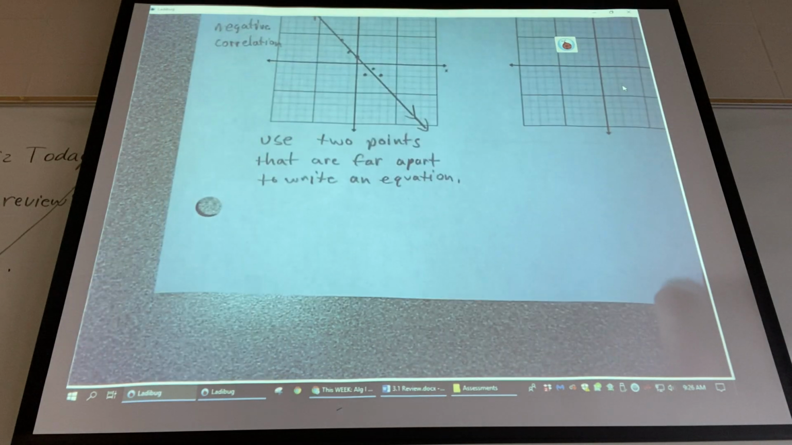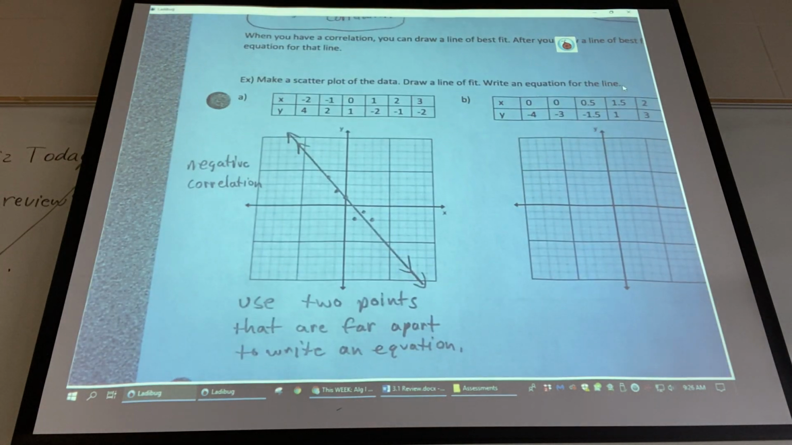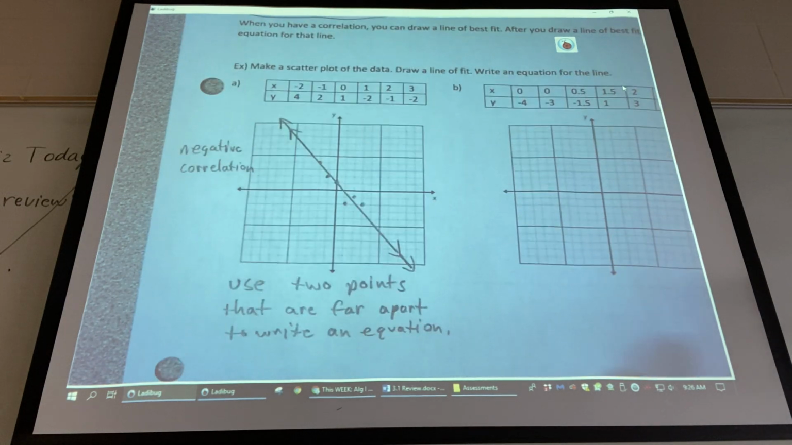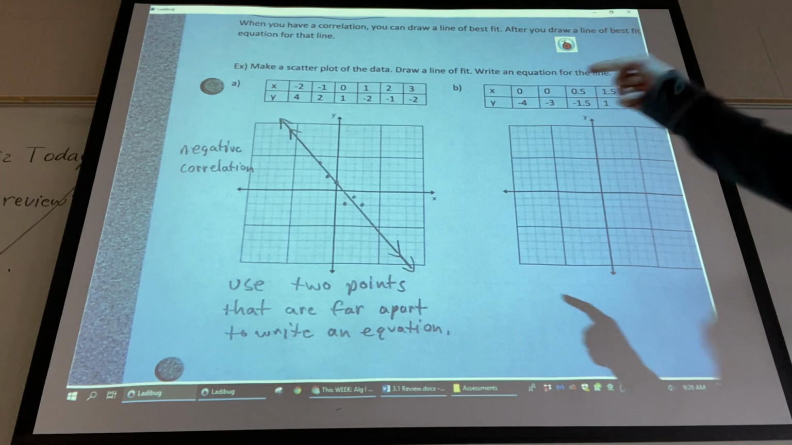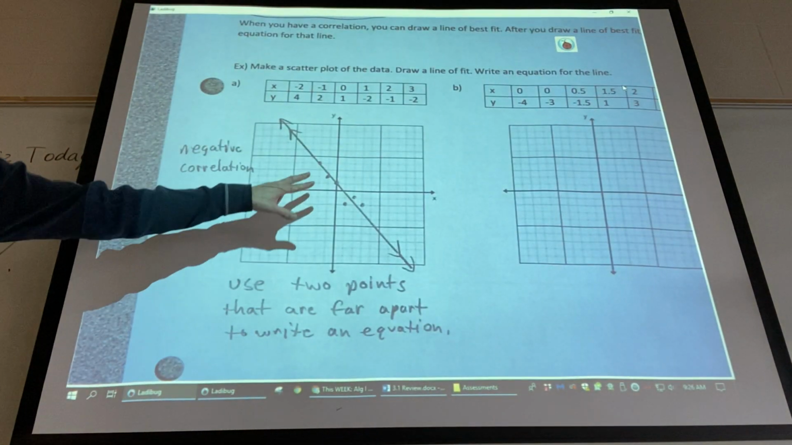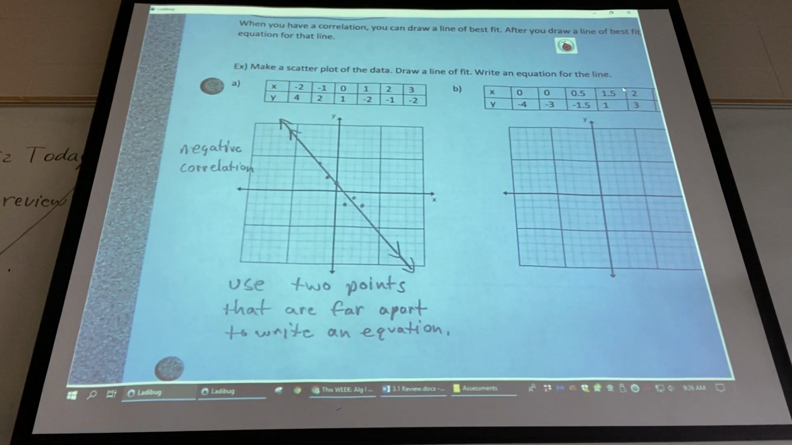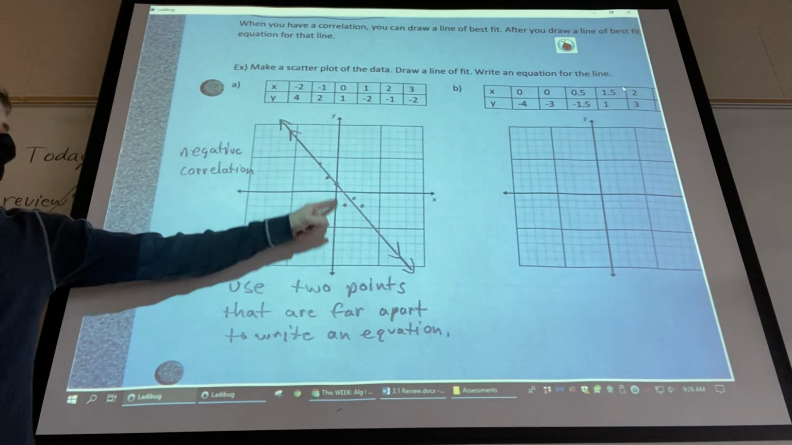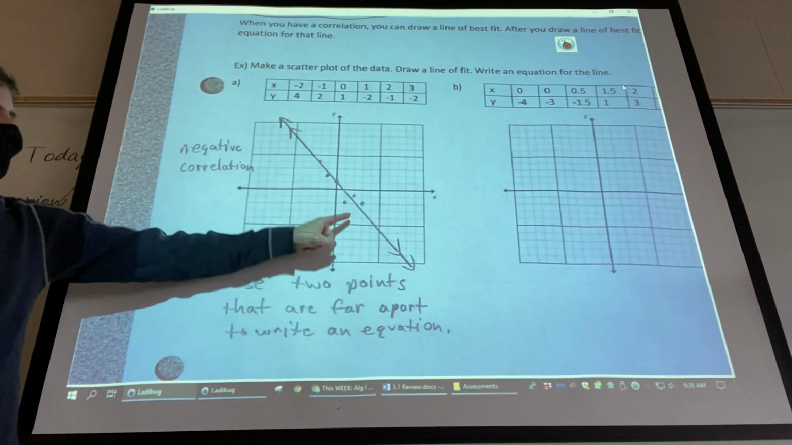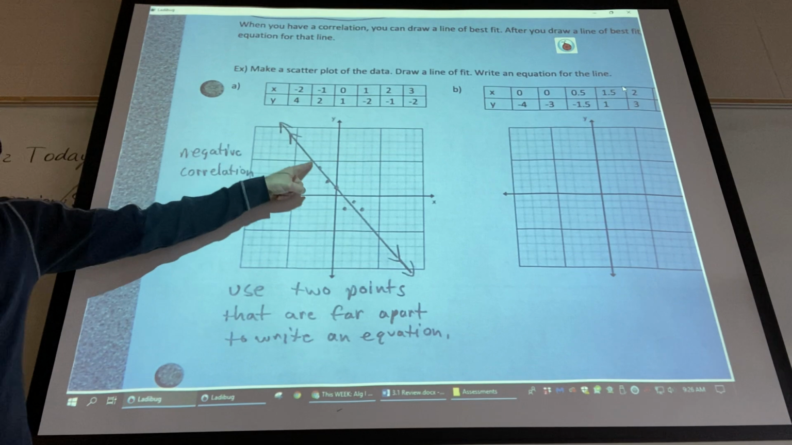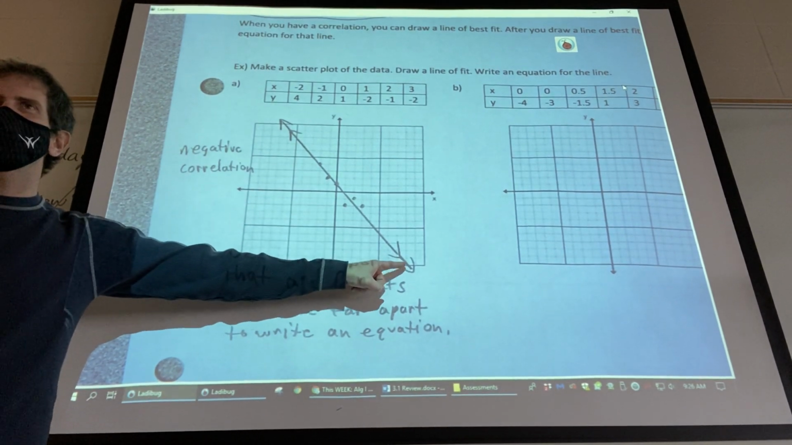And the reason I suggest doing that is my experiences over the years have shown me that if you get coordinates or points that are close together, when you actually graph the equation of the line, it doesn't often fit your line of best fit very well.